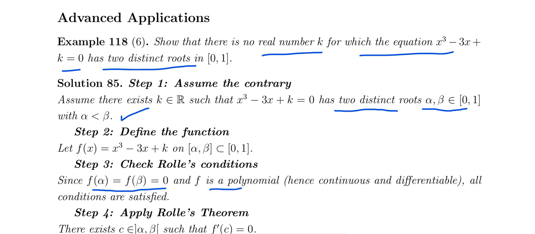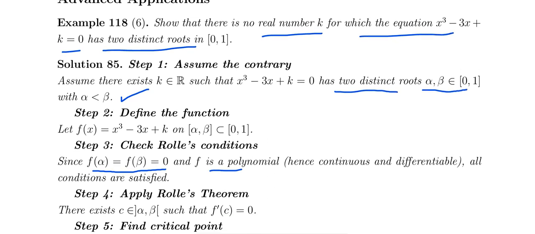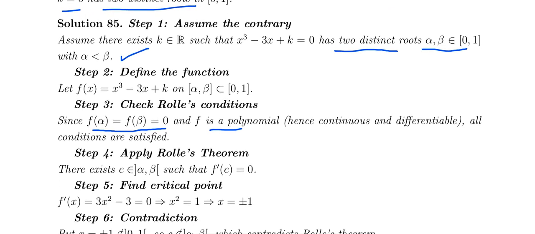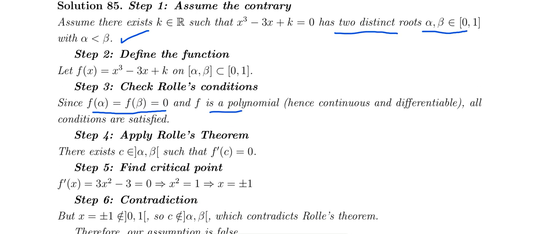So f is a polynomial, and it satisfies that. What is f of alpha and beta under the root? That is satisfied. So f(alpha) and f(beta) are both equal to 0. So there exists c belonging to the open interval (alpha, beta).